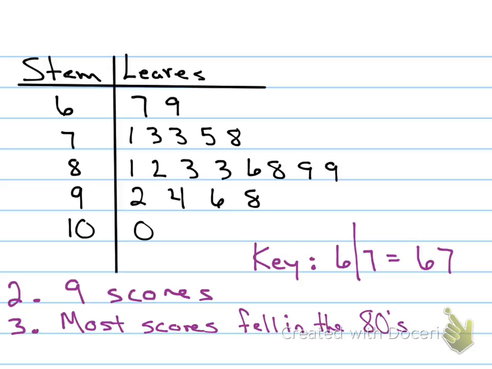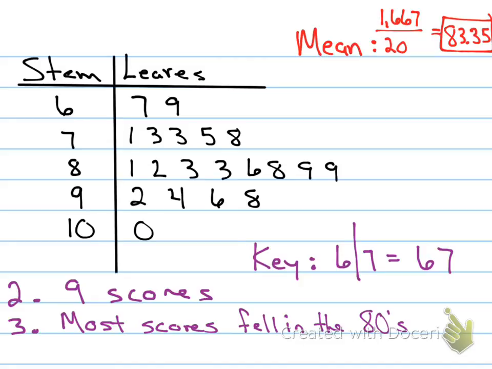Okay, so what do I get when I add them all together? 1,667. Yes, there it is. All right, so when I add them all together, I get 1,667. And how many am I dividing by? 20. So I get 83.35. 83.35 is the mean. Who got that right? 83.35. All right, so I add them all together and I divide by the number of numbers.